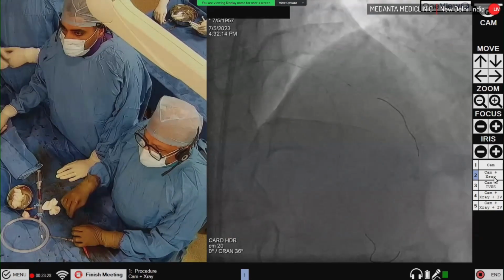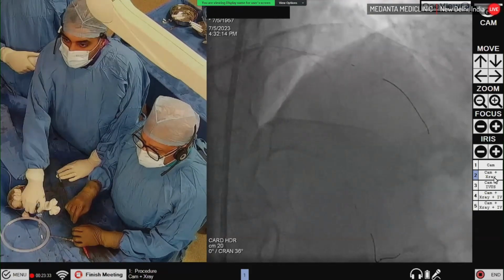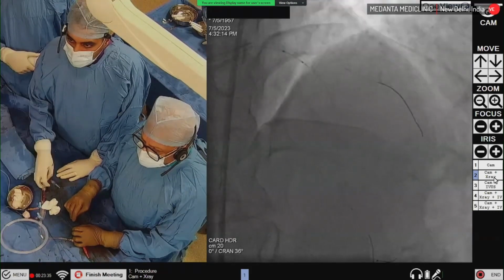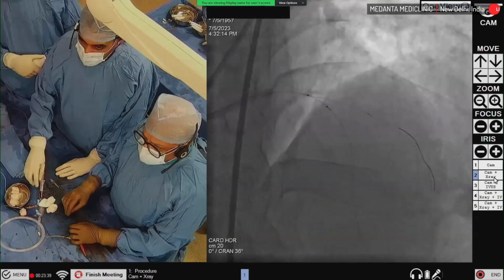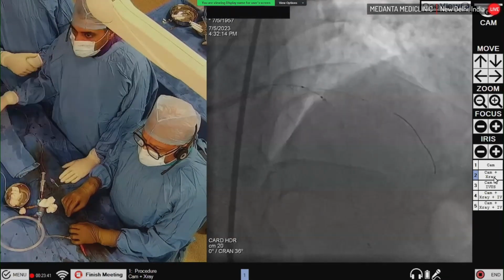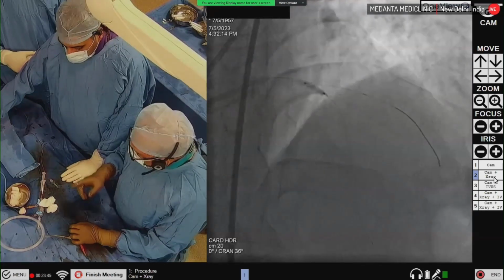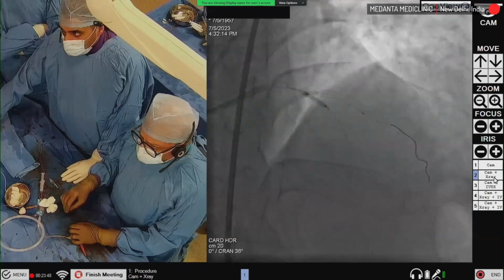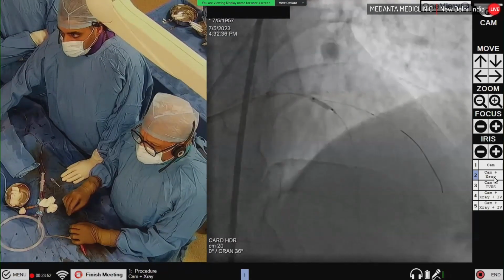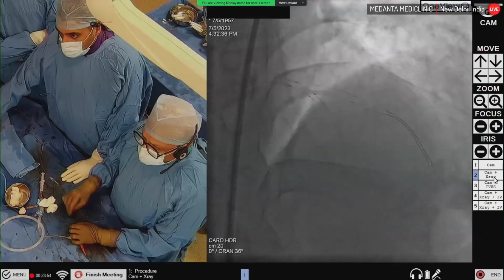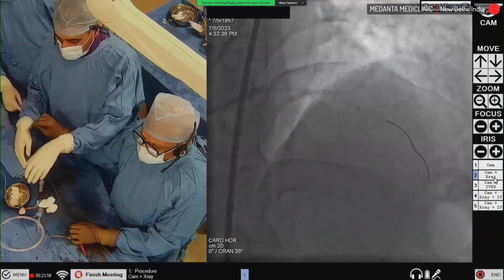So here we are. Check, please. Okay, go up. 1, 2, 3, 4, 5, 6, 7, 8, 9, 10, 12, 14, 16. So we have used the same balloon to dilate the LAD. And now I will deflate it. Deflate, please. And see how it looks. Yeah, it is moving well.